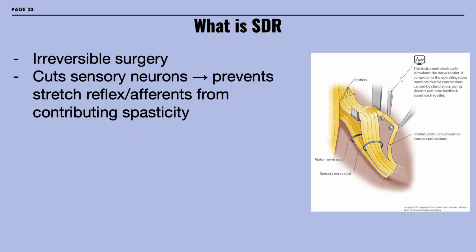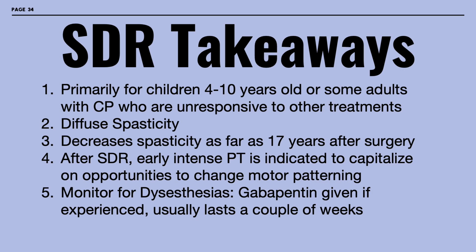So what is SDR? It is an irreversible surgery where sensory neurons are cut, preventing that stretch reflex that we talked about from contributing to spasticity. It's primarily used for children from 4 to 10 years old and a few adults who are unresponsive to other treatments, primarily with those who have cerebral palsy. It's typically indicated for diffuse spasticity and decreases spasticity as far as 17 years post-surgery.